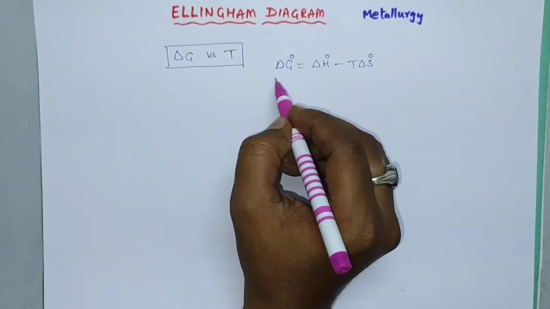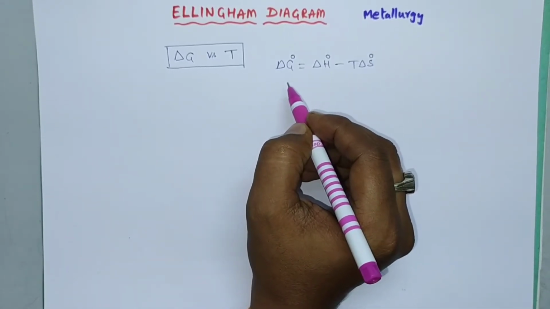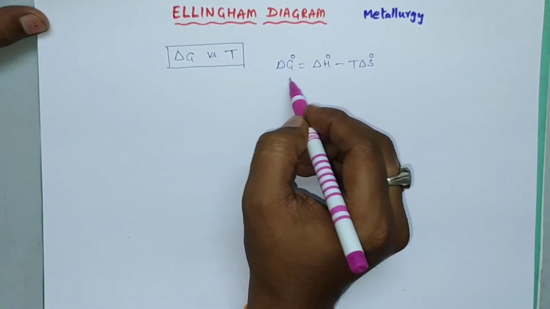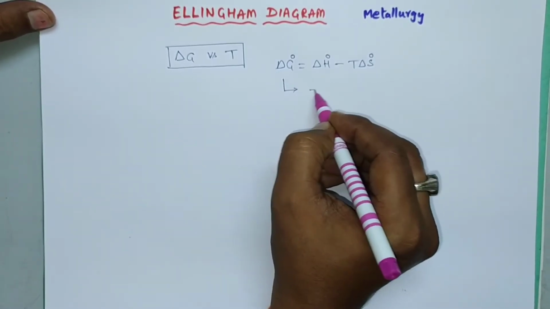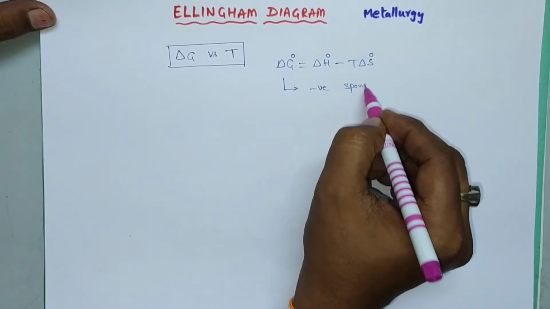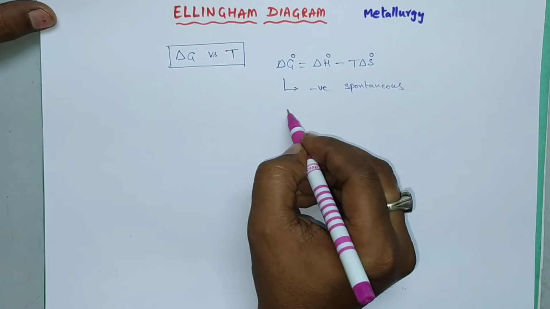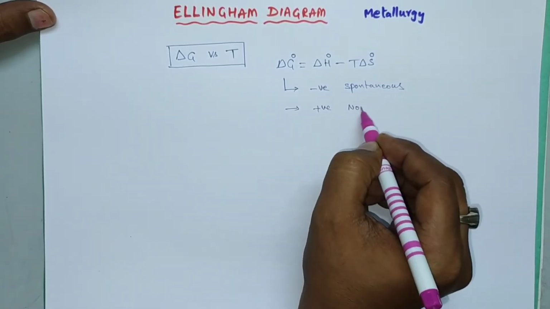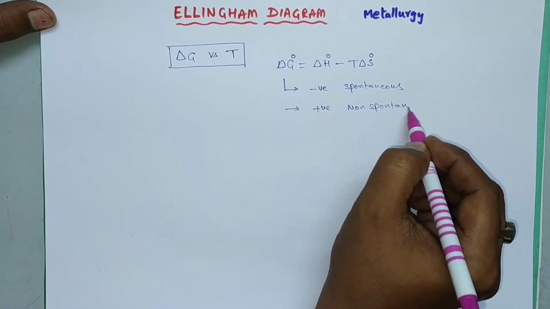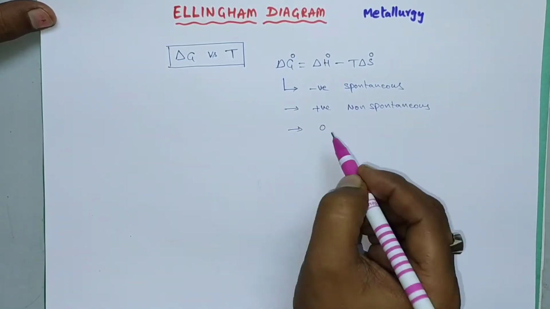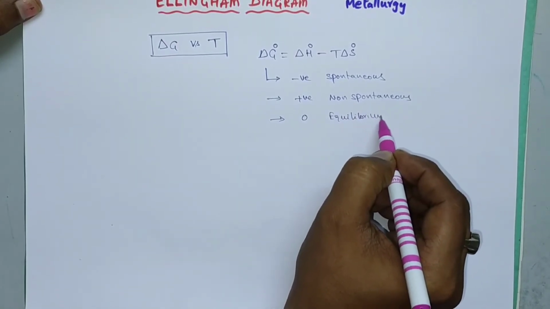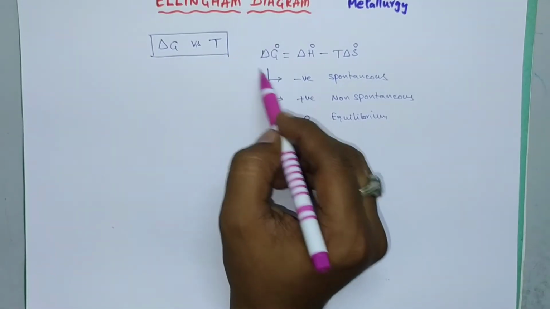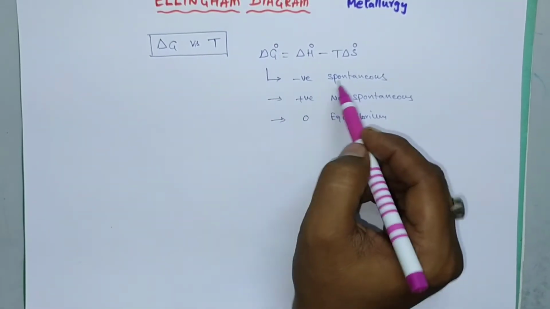If the Gibbs free energy change is 0, the reaction is said to be in equilibrium condition. If delta G is negative, then the reaction is said to be a spontaneous reaction. If delta G value is positive, then the reaction is said to be a non-spontaneous reaction. If delta G is equal to 0, then it is said to be under equilibrium condition.